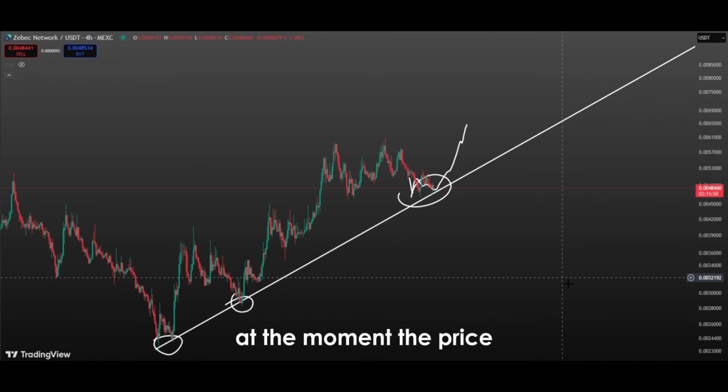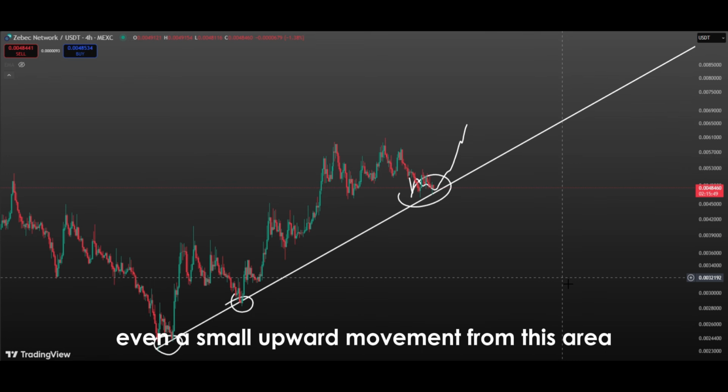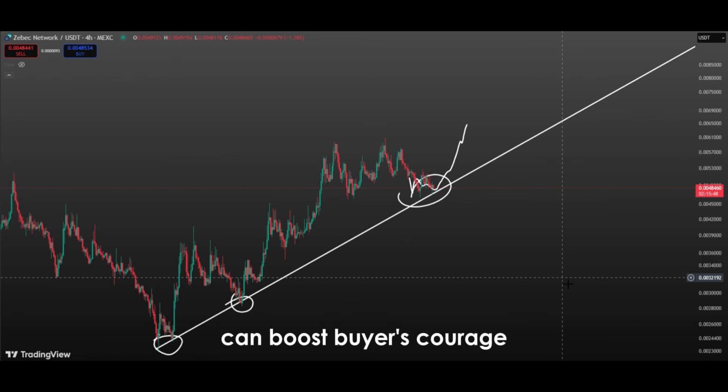At the moment, the price touching the trend line may revive this cycle of confidence. Even a small upward movement from this area can boost buyers' courage and start a chain reaction of buying. Another important point is that just below the trend line, there are likely many stop-loss orders.